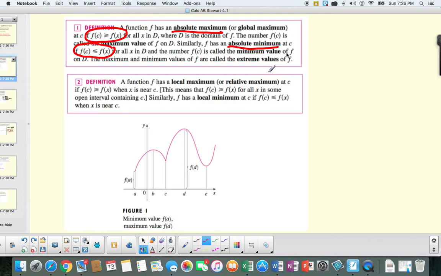These are called extreme values. A local maximum is going to be the y value that's the highest near c, and we have to have an open interval containing c in order for this to be a local max. Here are some examples right here with our minimum value f of a and our maximum value f of d.